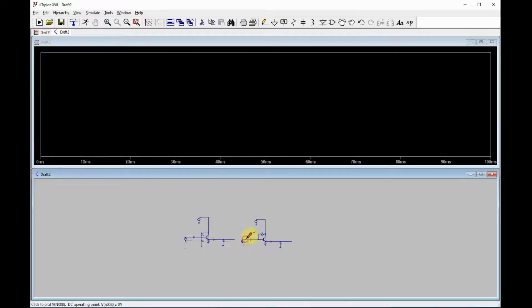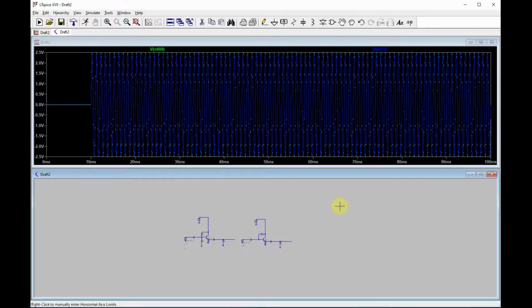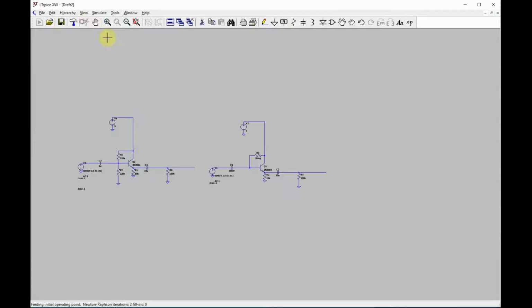Alright, so here's our input signal. I've got 2.5 volts here, by the way. That's a pretty big signal. Anyways, we'll talk about that too. That's another consideration.